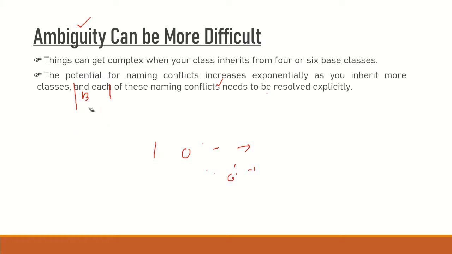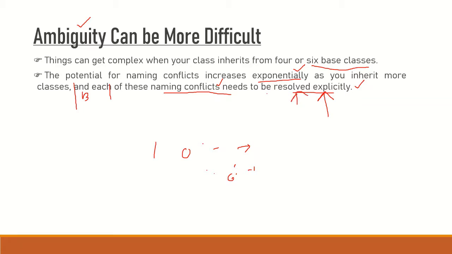Next, the next problem: the potential name conflict increases exponentially. Definitely, when we have more than one base class, this can be the issue. Name conflicts increase exponentially as you inherit more classes, and each of these naming conflicts needs to be resolved explicitly. Now it is only your job. The compiler is not going to help you in this respect. You need to perform this explicit resolution by using the scope resolution operator.